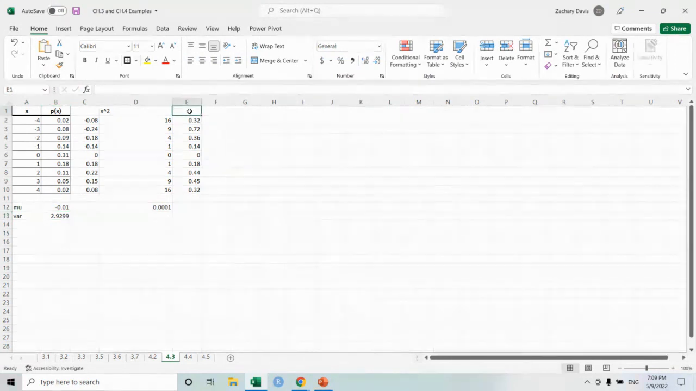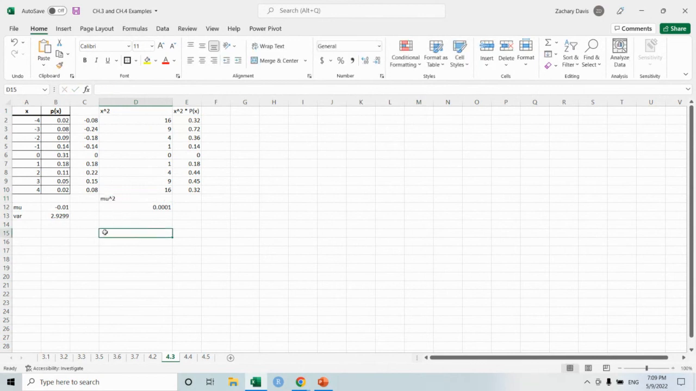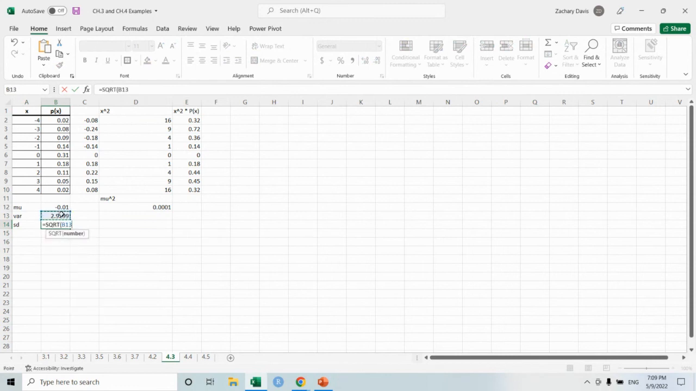So remember, this column was x squared times p of x, and this was mu squared. So that gives us the variance, and the standard deviation is the easiest because it is just the square root of the variance.